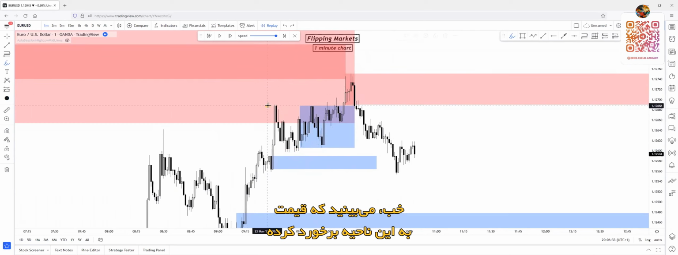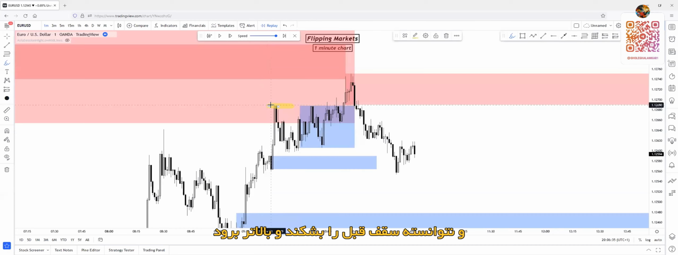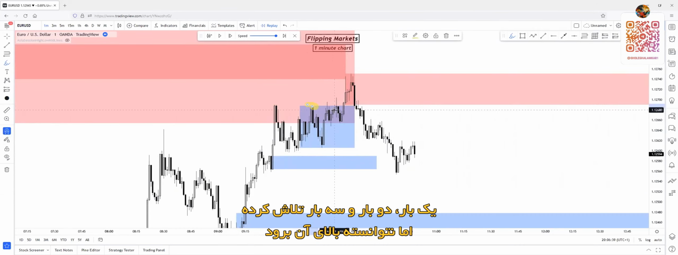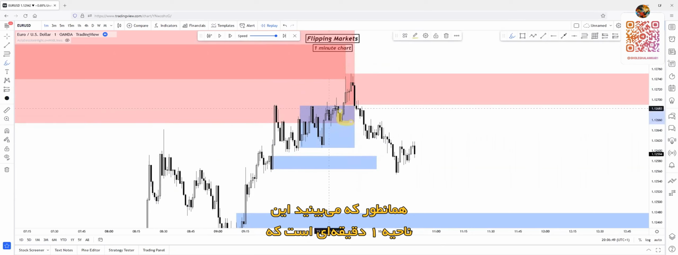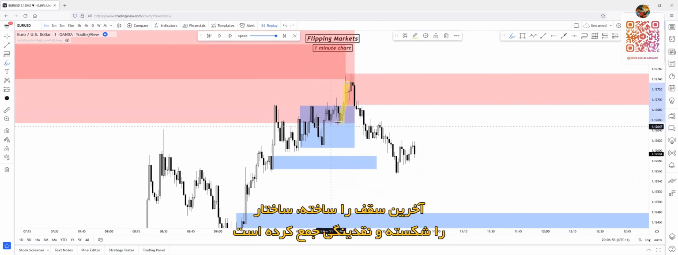Okay, as you can see, price tapped the zone first, couldn't break above the last high point. It tried once, a second and a third time, but it couldn't break above. And the final push came into the market from this candle. As you can see, this was the 1-minute zone that created the last high, the breakout of structure and the liquidity sweep.